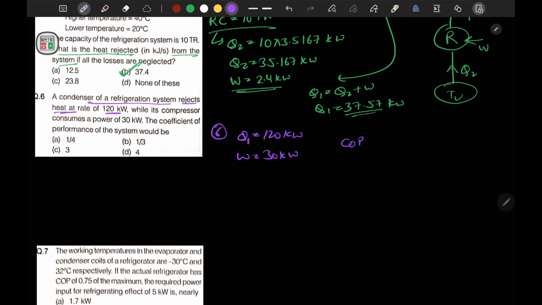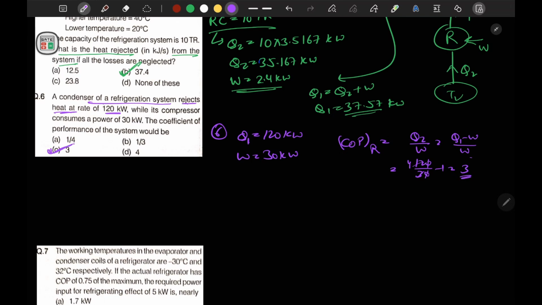So COP, we know that COP for refrigeration is given by Q2 upon W. Now Q2 is equal to Q1 minus W, upon W. So we can write it as Q1 120 by 30 minus 1 is equal to 1.33. Okay, we get the answer. Sorry, this would come out to be 3, 4s are 12 and this will be 3. So COP is coming to be 3. So option C is correct.